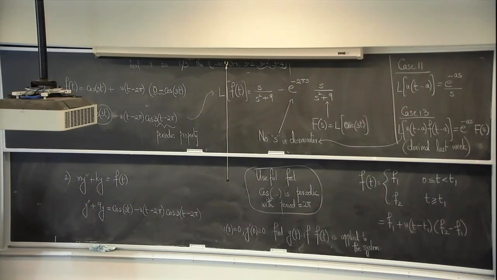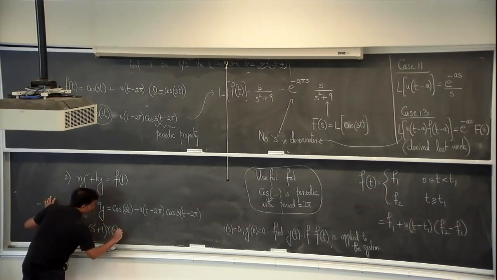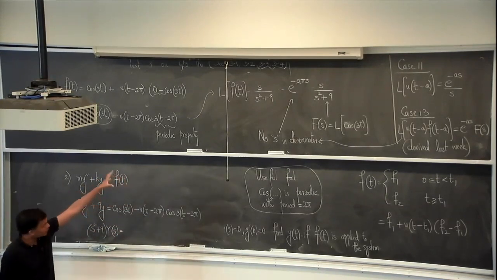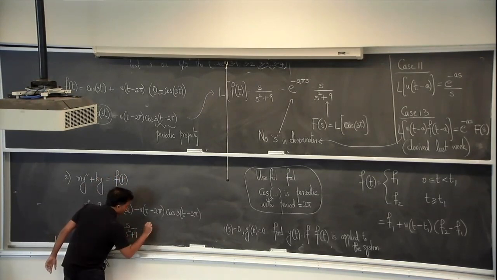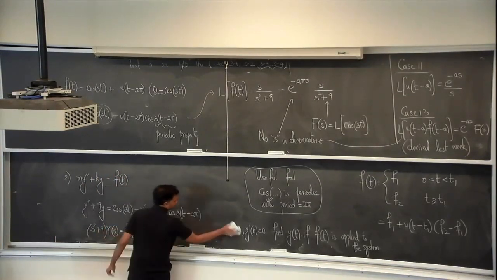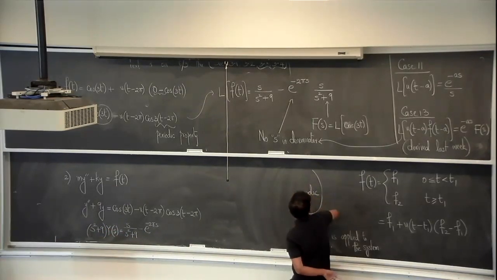Again, the initial values are 0, so take the Laplace transform of both sides, and you get s squared plus 9 times y of s. And all those things I wrote there, you just copy and paste as such. So this would be s over s squared plus 9 minus e to the power of negative 2 pi s times s over s squared plus 9.